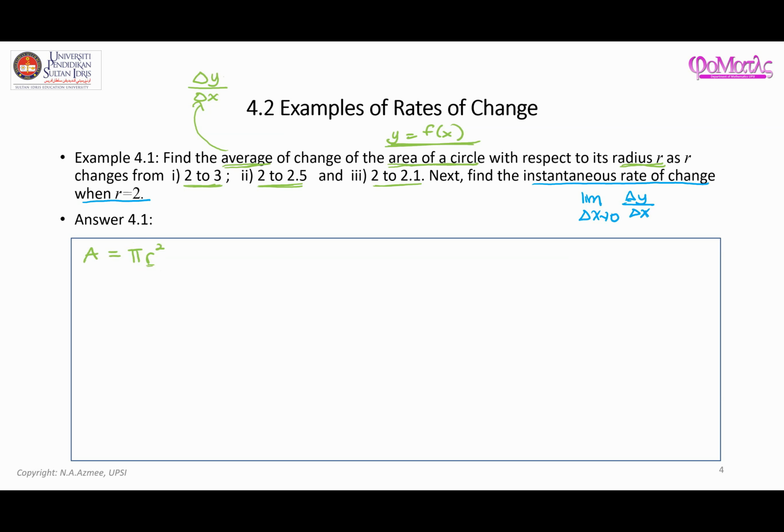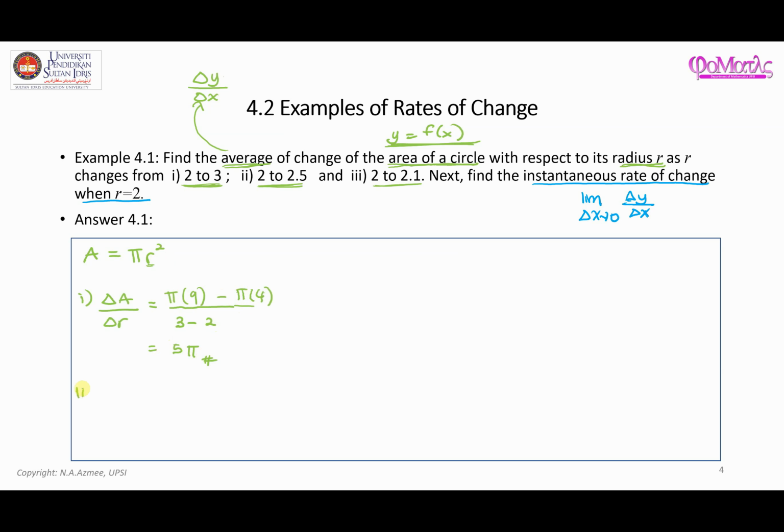Now we are going to find the average rate of change of the area of a circle, which means you are looking to find delta A over delta r. Delta r is the change in r. r changes from 2 to 3, so therefore we have 3 minus 2 on the bottom part. Next, on the top part, we calculate the area when r is 3. When r is 3, the area is 9 pi, minus when r is 2, the area is pi times 4, and this can be simplified to 5 pi. So that's the answer for the first question.